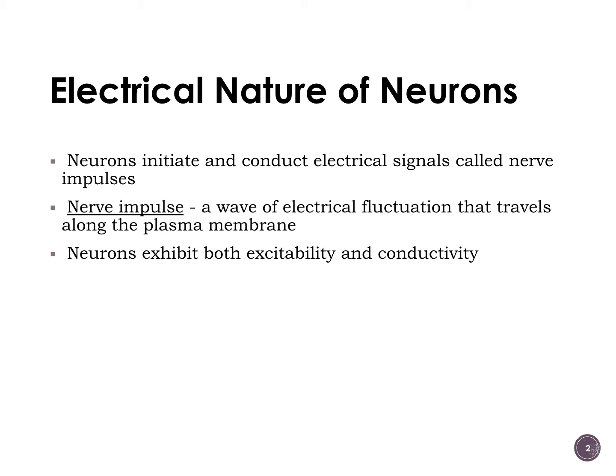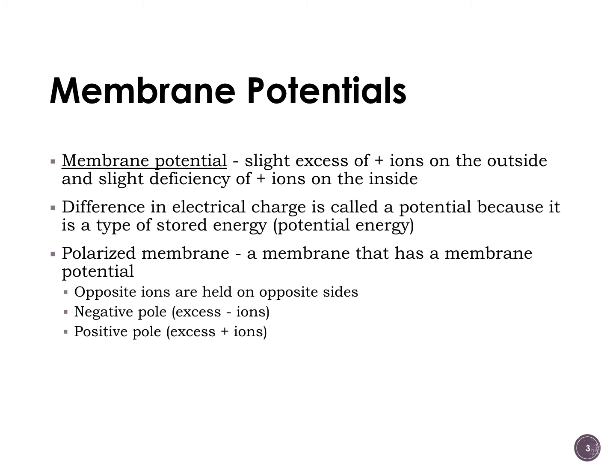So what that means is we have to have a way to excite these neurons to get them to express a behavior, and then they need to be able to conduct that impulse to the next neuron and the next neuron and so on until we get to that target tissue and get our desired outcome.